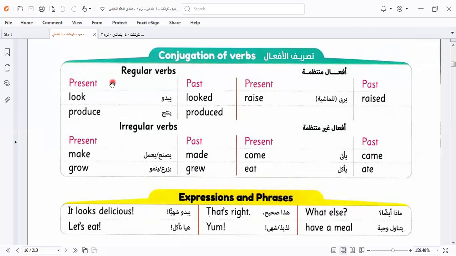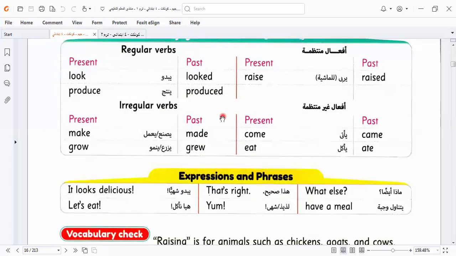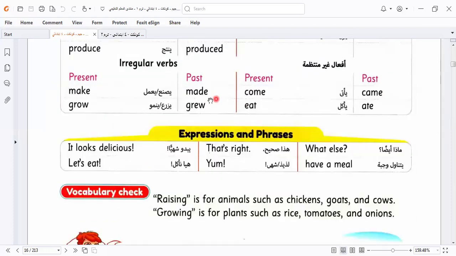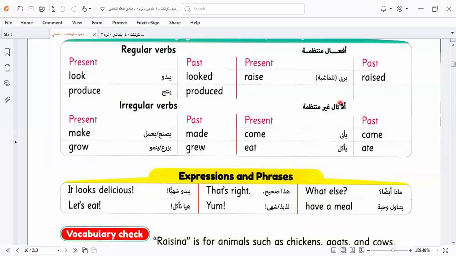to know more about the regular and irregular verbs. Here we have looked; we're adding ed only. Reduced, raised. Here we have raised, looked, and reduced. Here we have irregular verbs like made, grew, come, came, eat. In the irregular verbs, the verbs change completely, but in the regular verb, we add ed only to the verb.